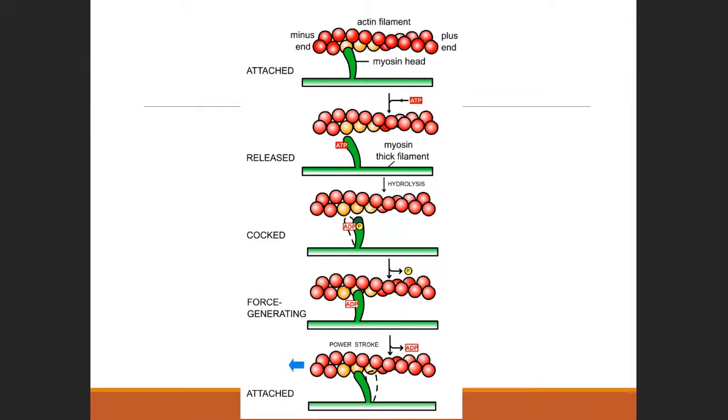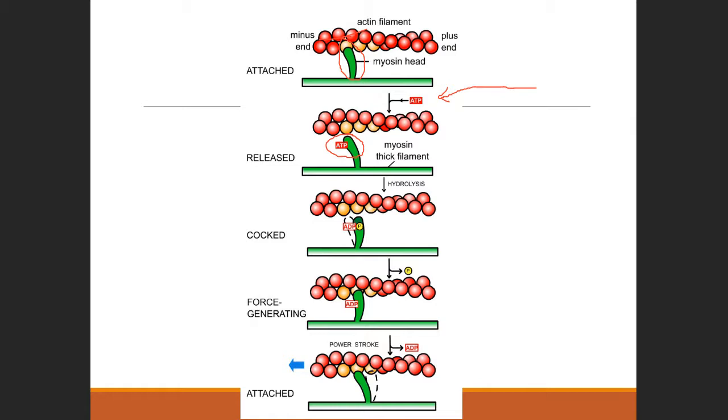This is cyclic, so we could really start anywhere, but let's start where most of the diagrams have us start, with the myosin attached onto the actin filament. The first thing that happens is an ATP enters the mix and binds onto the myosin head. Now, this first part is a little non-intuitive. When ATP binds to myosin, it breaks the bond between actin and myosin.